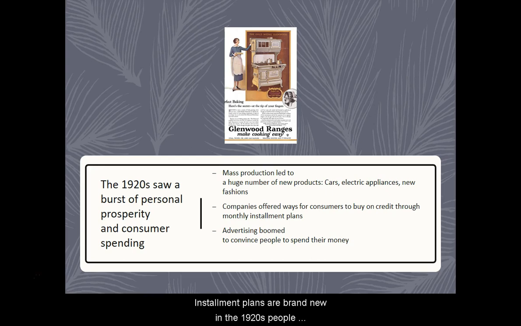Installment plans are brand new in the 1920s. People haven't done it before. But not only do people have more money to spend after they pay their bills, but now you can also buy on credit, which is going to make it easier for people to purchase all of these new products.